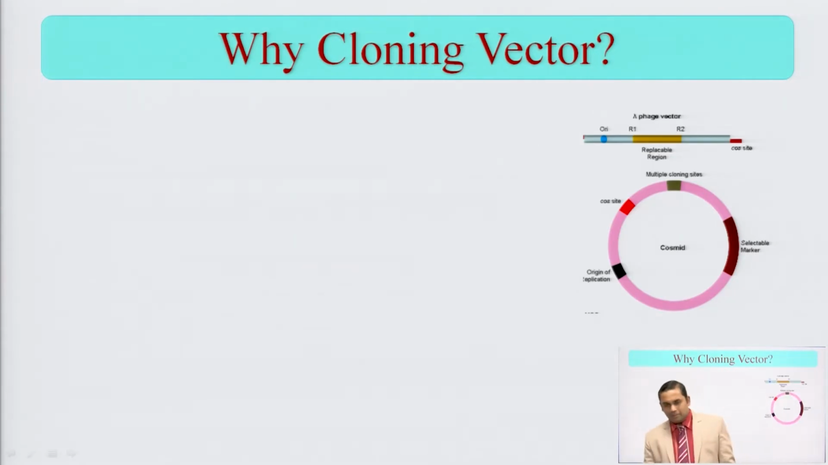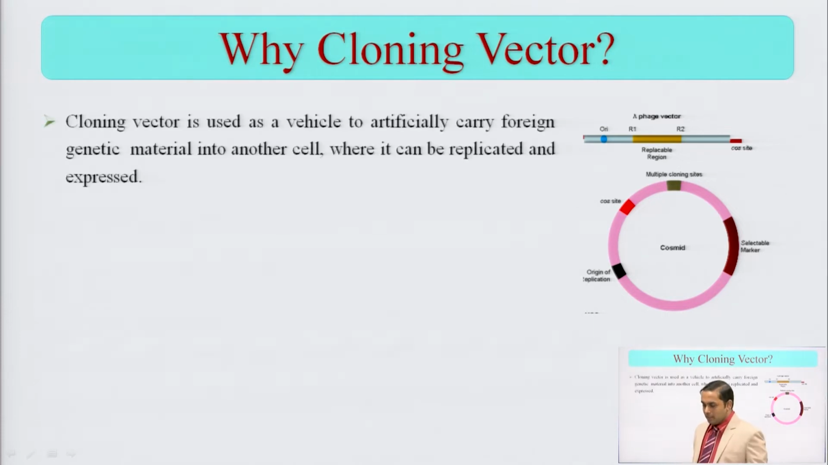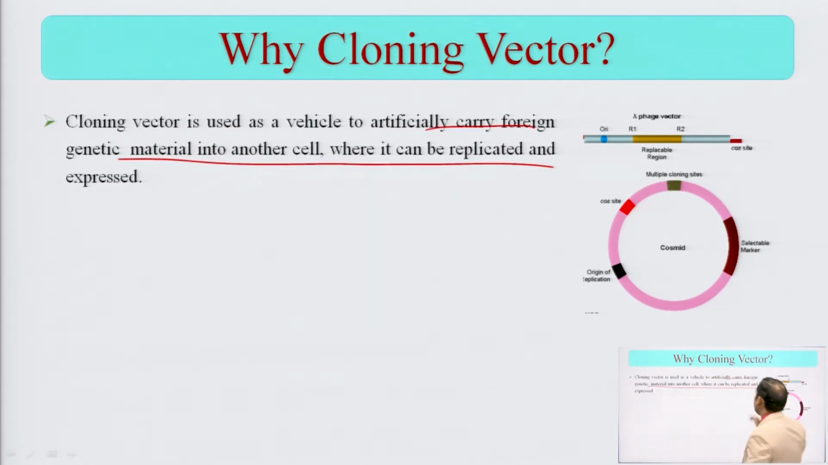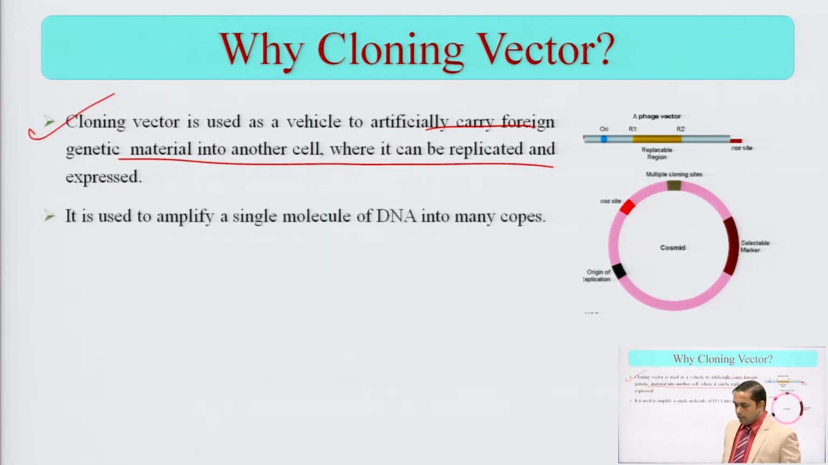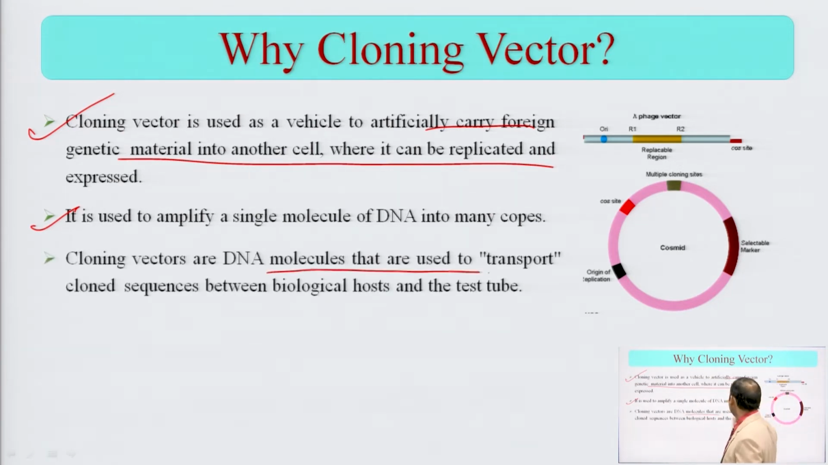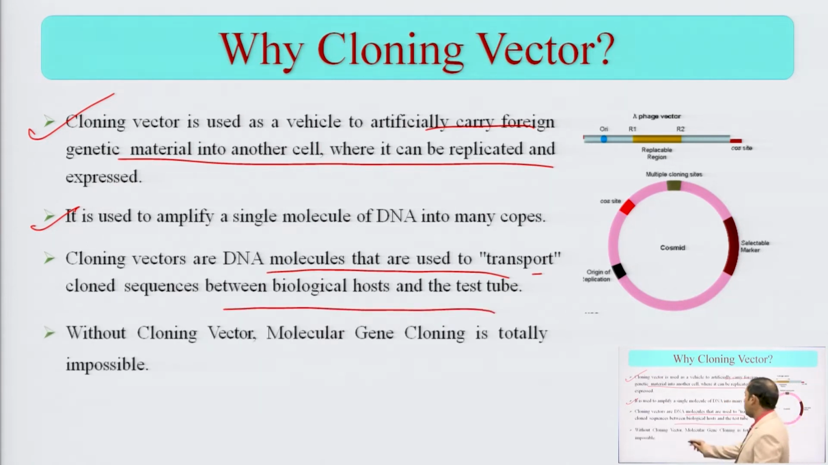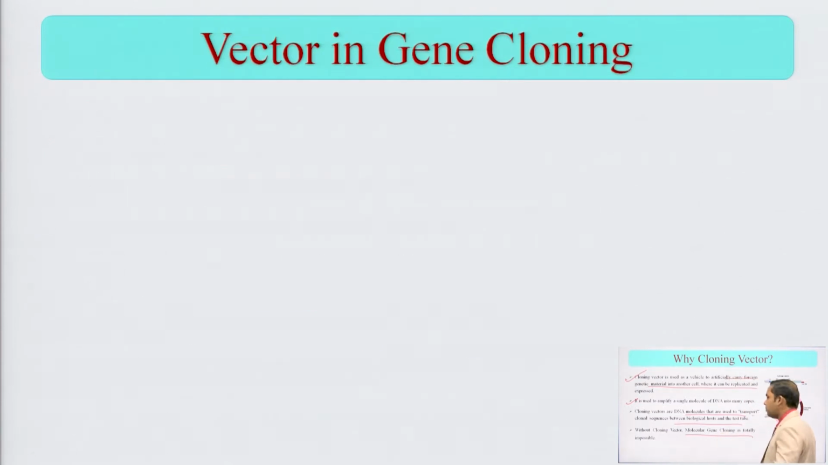Now, the biggest question, why do we use a cloning vector? So, a cloning vector is actually used as a vehicle to artificially carry foreign genetic material into another cell where it can be replicated or expressed. Okay, it is like a vehicle. It is used to amplify a single molecule of DNA into many copies, as you have seen in the previous lecture. Cloning vectors are DNA molecules that are used to transport the cloned sequence into the biological host, and without a cloning vector, molecular gene cloning is totally impossible.